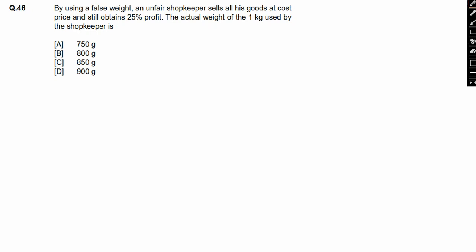By using a false weight, an unfair shopkeeper sells all his goods at cost price and still obtains 25% profit. The actual weight of 1 kg used by the shopkeeper is basically, we need to find the false weight. So let CP of 1 gram be rupees 1. Okay. So therefore CP of 1000 gram would be rupees 1000.